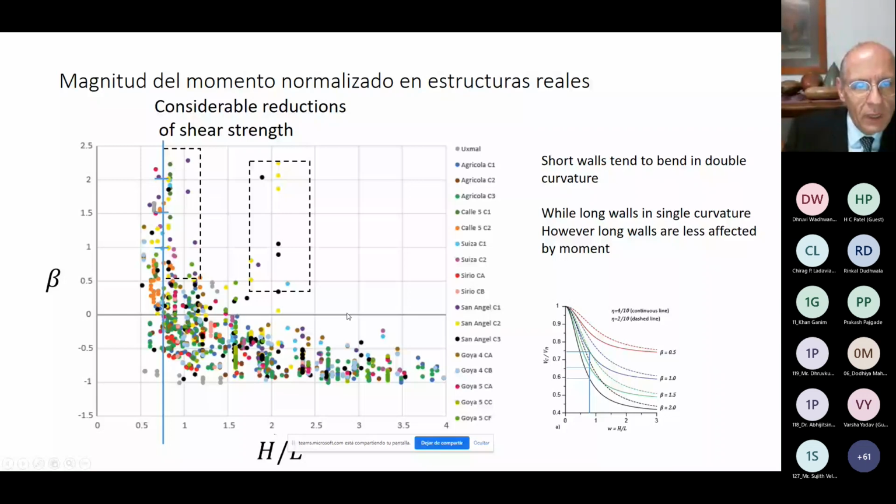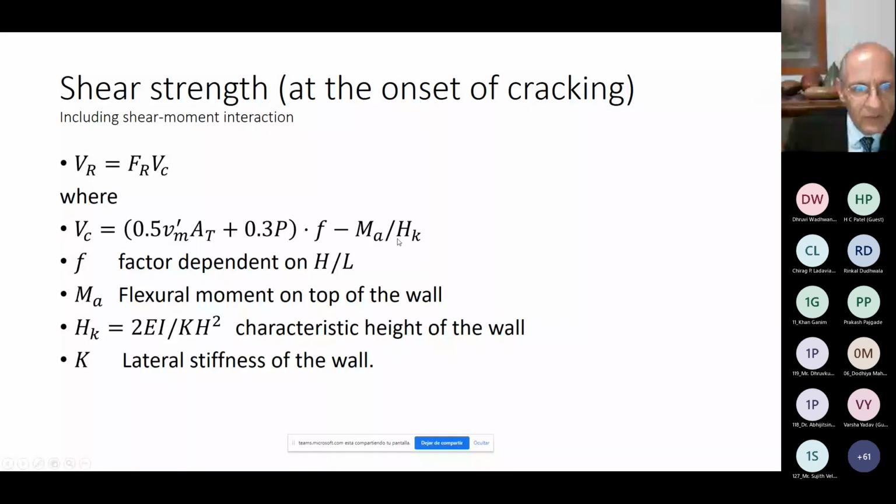So this is the formula we came up with to predict the shear strength at the onset of cracking. We already applied the SF to include the aspect ratio, and this term is the reduction provided by the applied moment, that is MA, on top of the wall. HK is the modulus of elasticity times the inertia of the wall, the lateral stiffness of the wall, and the height of the wall. So a very simple term, but it predicts what we just showed you.